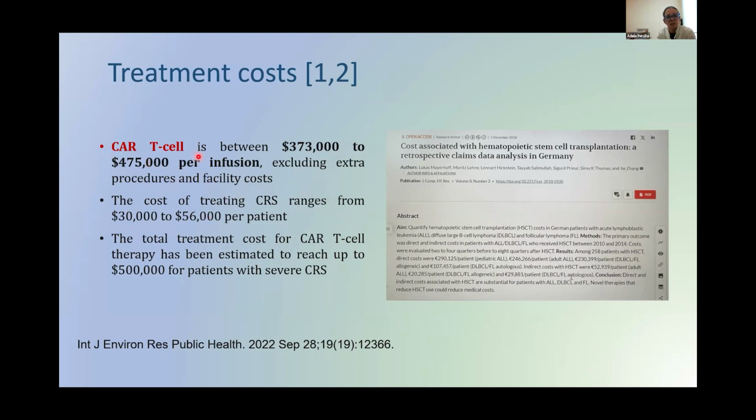And when we face CAR T-cell therapy, we have also the cost of treating those complications, it's about 56,000 per patient. So mostly in total, the treatment cost for CAR T-cell therapy in the patient that really needs it, that is suffering from hematological malignancies, is about $500,000 for patients with severe collateral adverse effects.